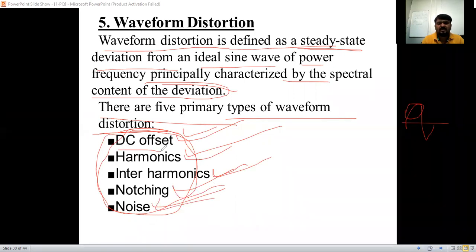Especially the converters give us these problems. In electronic devices such as lamps, diodes and half-wave rectification circuits, we get DC offsets, harmonics, interharmonics, notching and noise. All of these come from the non-linear characteristics of those devices.